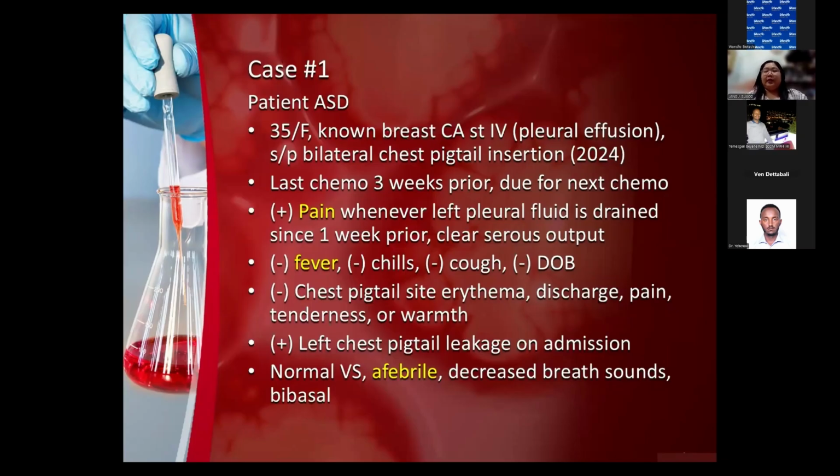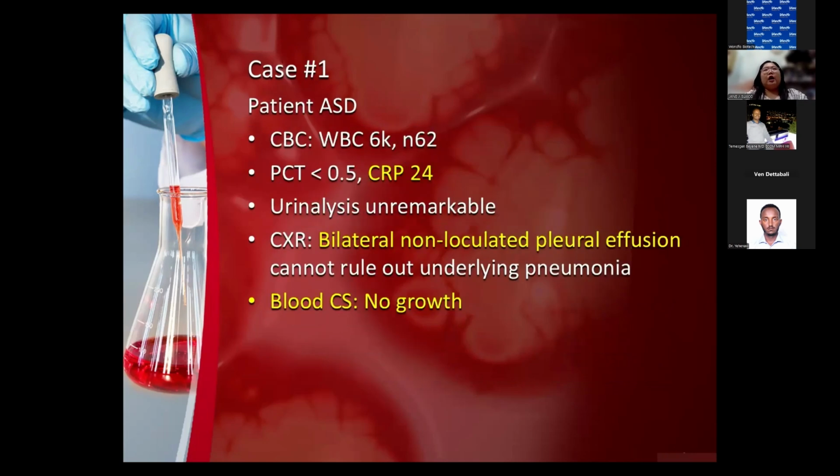However, when she was admitted, there was noted left chest pigtail leakage, hence she was scheduled for replacement of the left chest pigtail. She had normal vital signs, was afebrile, and had decreased breath sounds bilaterally. Laboratory results showed that she had an unremarkable CBC, actually normal, with procalcitonin which is negative or less than 0.5, but an elevated CRP of 24.